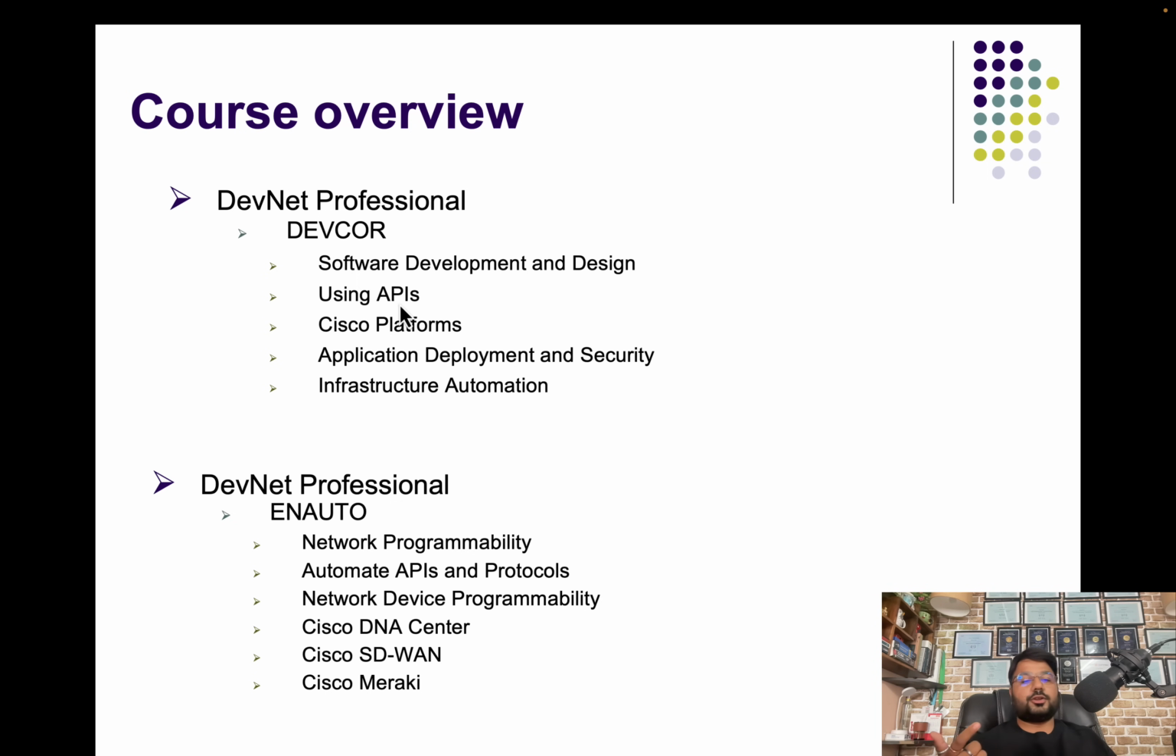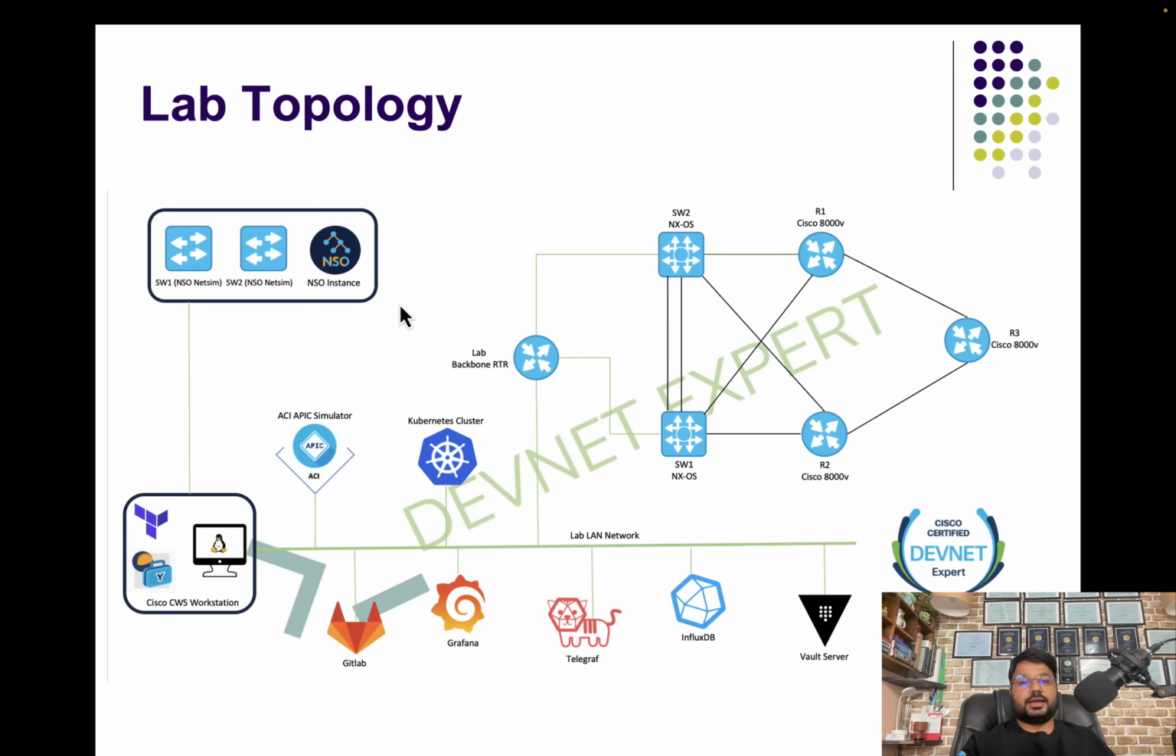In EN Auto, we are going to learn about network programmability, how API automation works, how we will automate different protocols, how we will automate day-to-day operations, and how we will automate our day one configuration or provisioning. We'll be interacting a lot with DNA Center, and a lot with SD-WAN and also Meraki, the ones which we have in the enterprise network. So I hope this clarifies the doubts you have regarding DevNet.